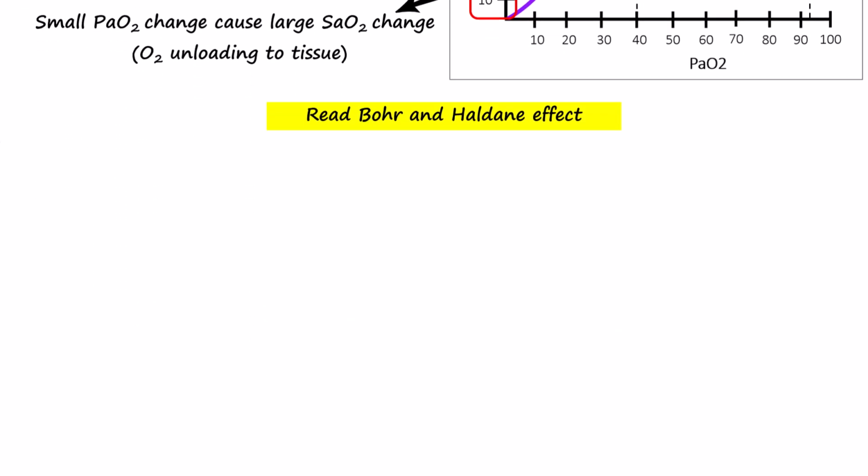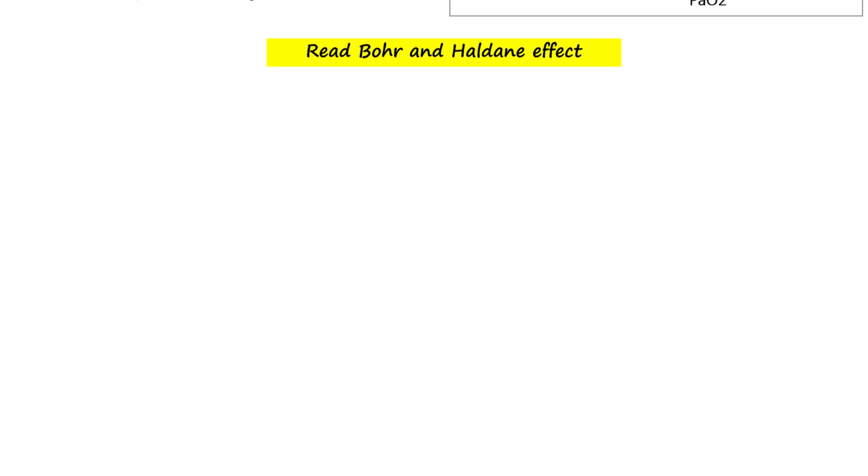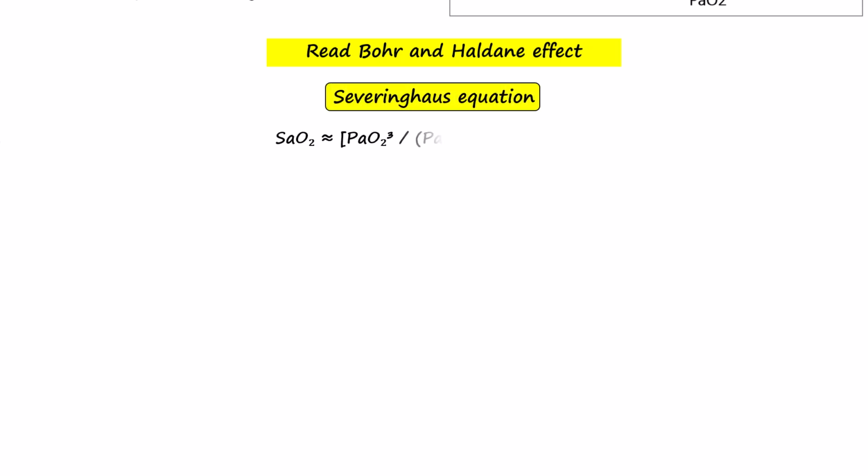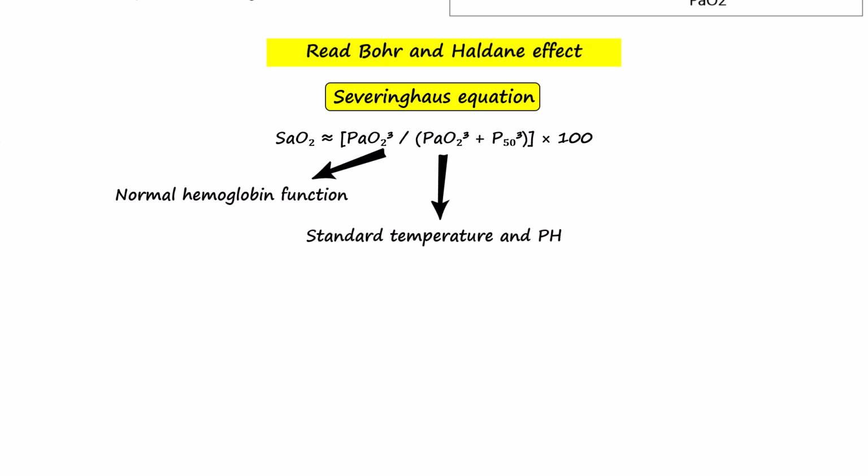To estimate SaO2 from a measured PaO2, we use mathematical models of this curve. The most common is the Severinghaus equation, which accounts for hemoglobin's changing affinity for oxygen at different pressures. However, this estimation makes several assumptions. It assumes normal hemoglobin function, standard blood pH and temperature, and no interfering substances. It works for healthy individuals but becomes unreliable in conditions which we will discuss next.